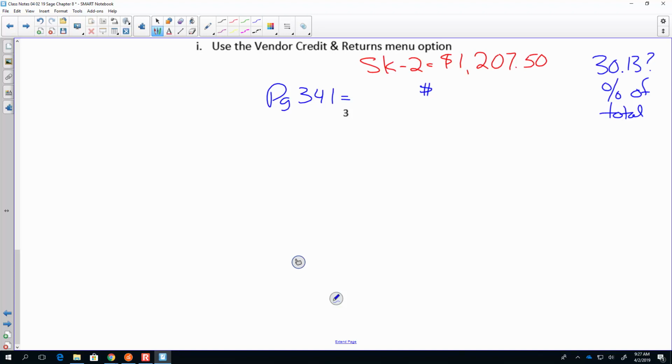What did I actually pay for it? The 1,183.35. A difference of what? 24.15. Oh, is that the discount? Yeah, $24.15.